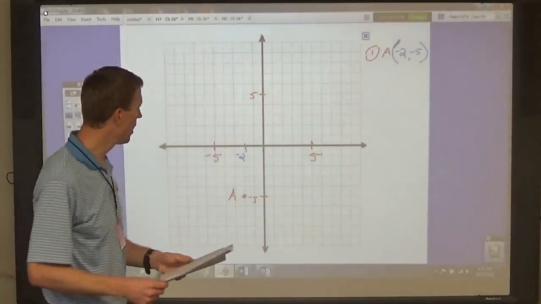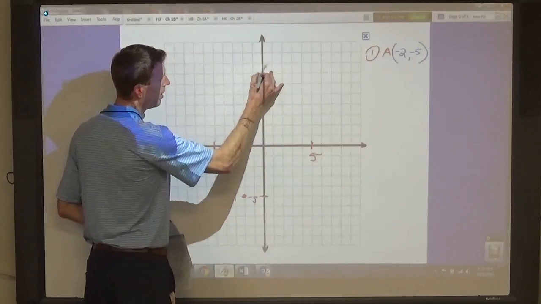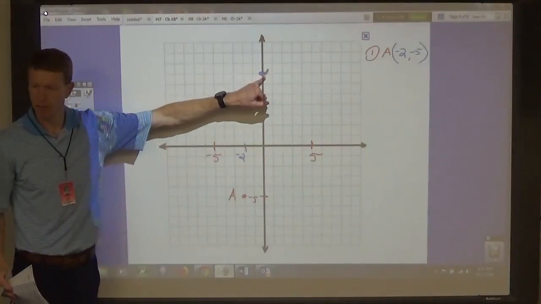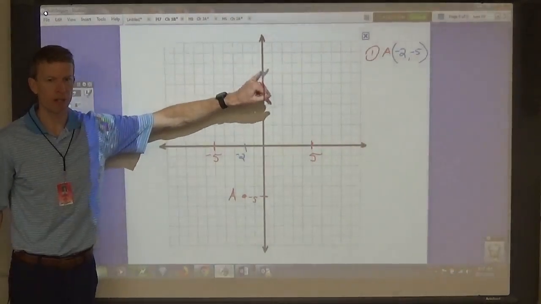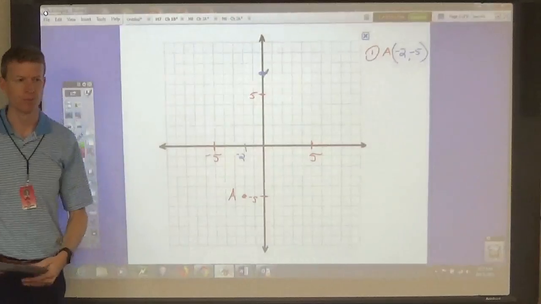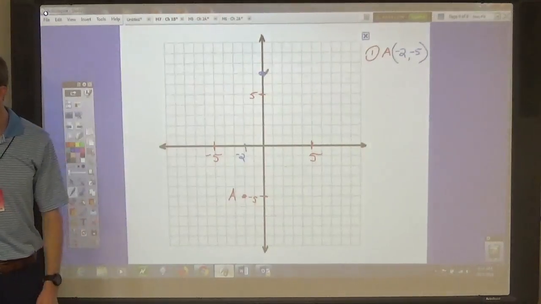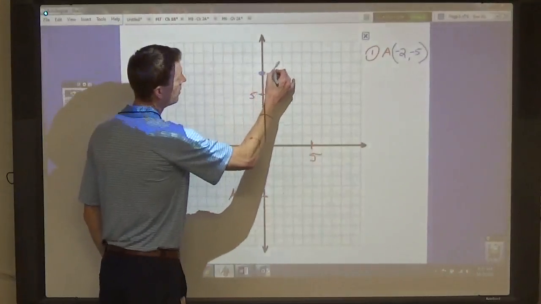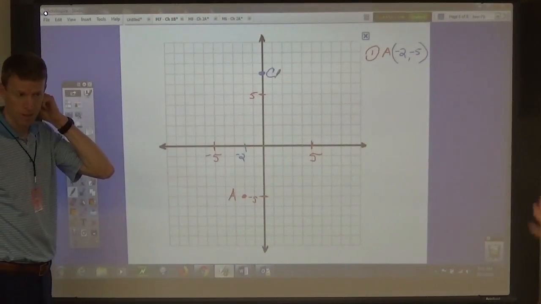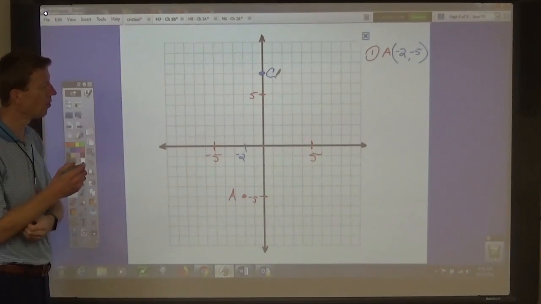What if the point is on the y-axis? What if the point is right here? What are the coordinates of this point? Everyone look up here now. What are the coordinates of this point? Let's call this point C. Nate? 0, 7. 0, 7.